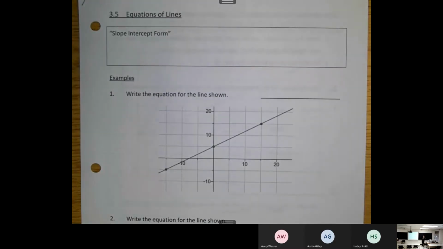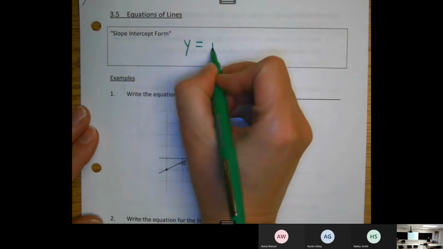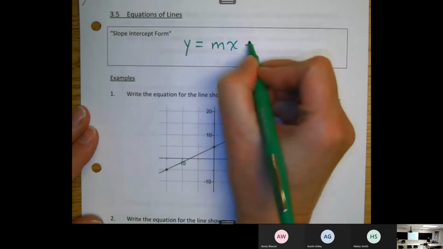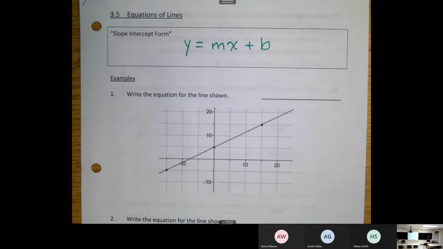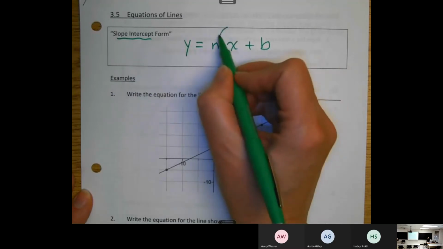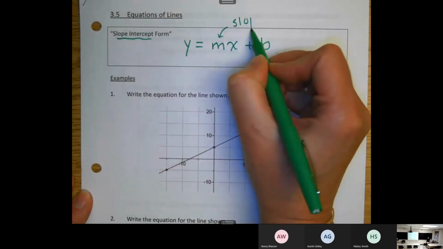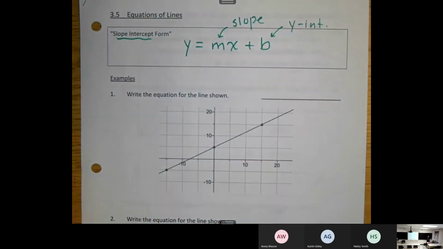Well, our last section of chapter 3 has to do with coming up with the equation for a line. One of the things we're going to work with to start off with is that same y equals mx plus b form that we saw last time when we talked about slope. Remember that it's called slope-intercept form because the m number there tells us the slope of the line, and the b number there tells us the y-intercept of the line.